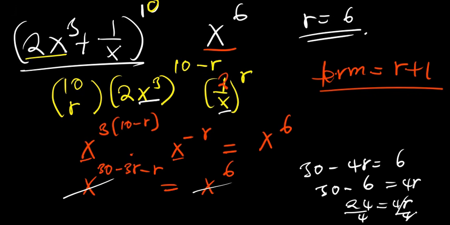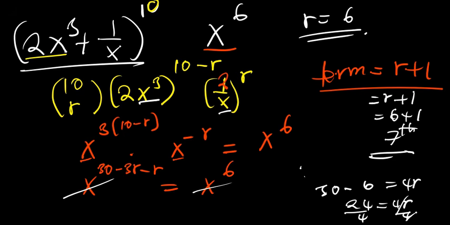Okay. So then, if that's the case, r is 6. Now term is given by r plus 1. So r is 6 plus 1. So the term involving x to the power 6 is basically the seventh term.